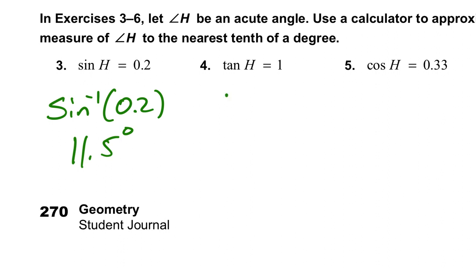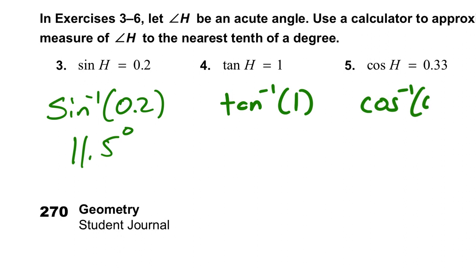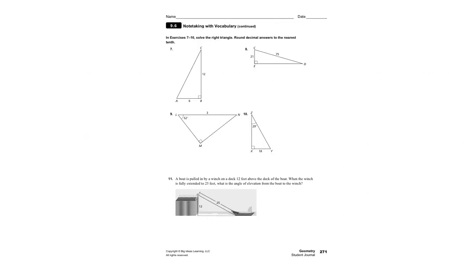I'm not going to do the other ones, but then you would say inverse tangent of 1. For number 5, you would say, what's the inverse cosine of 0.33? And we just write one decimal place. Good? Great. All right, next page.